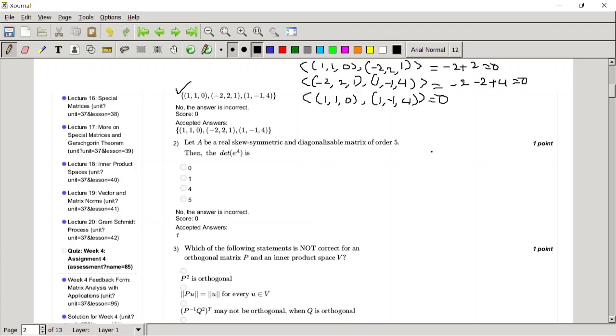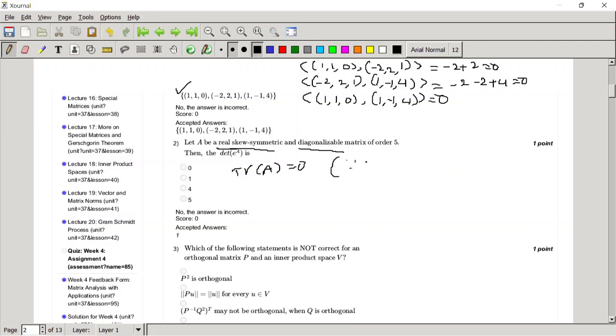The second problem here is, let A be a skew symmetric and diagonalizable matrix of order 5. It is given only that A is skew symmetric and diagonalizable. We have to solve this problem by using these two properties only. Whenever A is a real skew symmetric matrix, the trace of A is equal to 0.